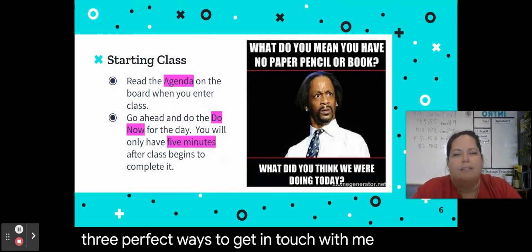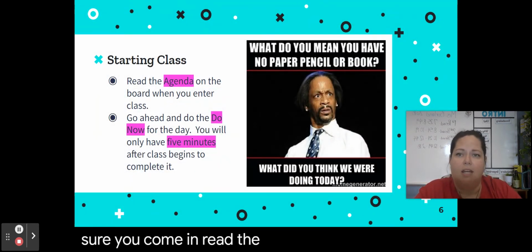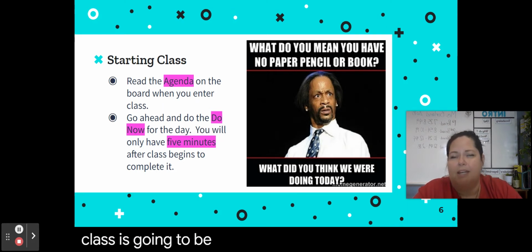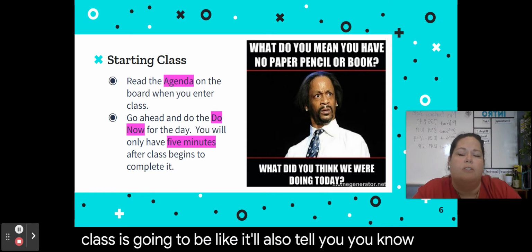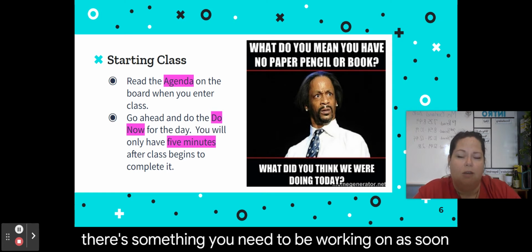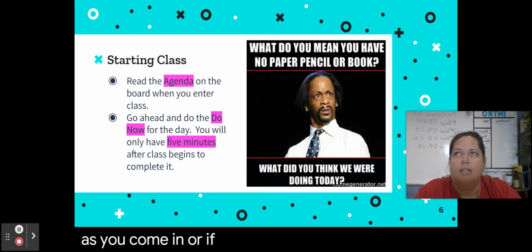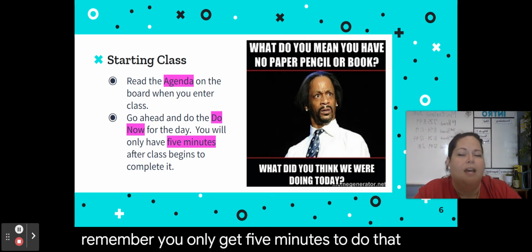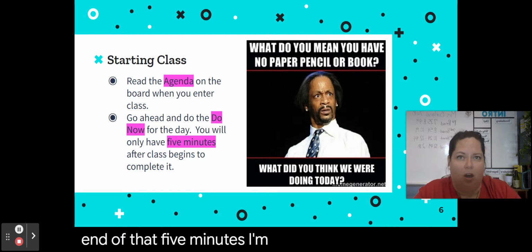All right, at the beginning of class, make sure you come in, read the agenda on the board when you enter, so that way you have an idea of what the class is going to be like. It'll also tell you if there's something you need to be working on as soon as you come in, or if there are things coming up that you need to be aware of. Okay, you're going to want to go ahead and do the do now for the day. Remember, you only get 5 minutes to do that. At the end of that 5 minutes, I'm calling time and I'm not accepting any more. Okay.